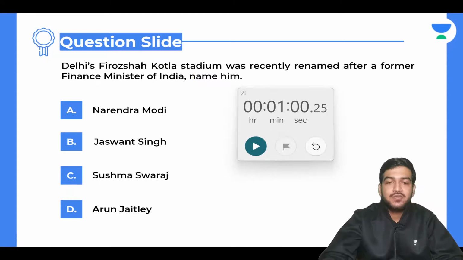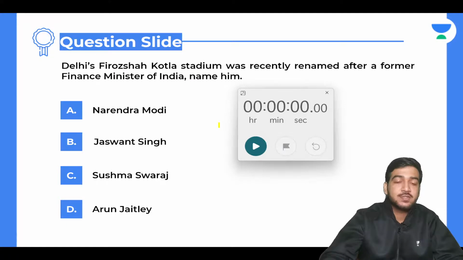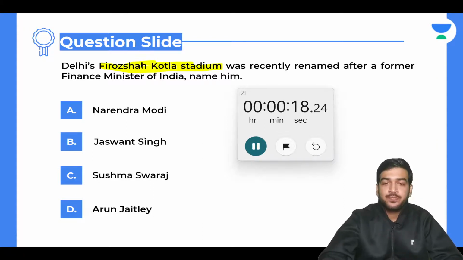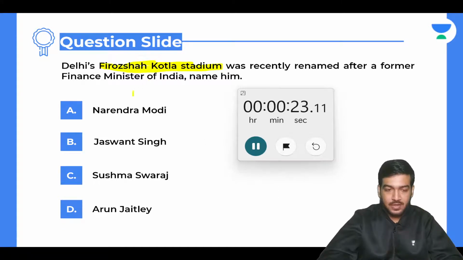Then next, Delhi's Firoz Shah Kotla Stadium was recently renamed after a former finance minister of India. Name him. Was it A. Narendra Modi, B. Jaswant Singh, C. Sushma Swaraj or D. Arun Jaitley? The Delhi cricket stadium, Firoz Shah Kotla, was recently renamed after a former finance minister of India. So, who was it named after? What is the new name of the stadium? Is it A. Narendra Modi, B. Jaswant Singh, C. Sushma Swaraj or D. Arun Jaitley?